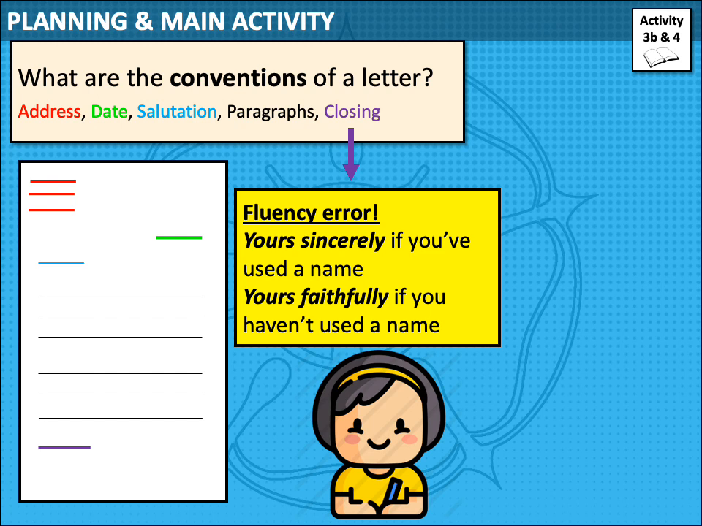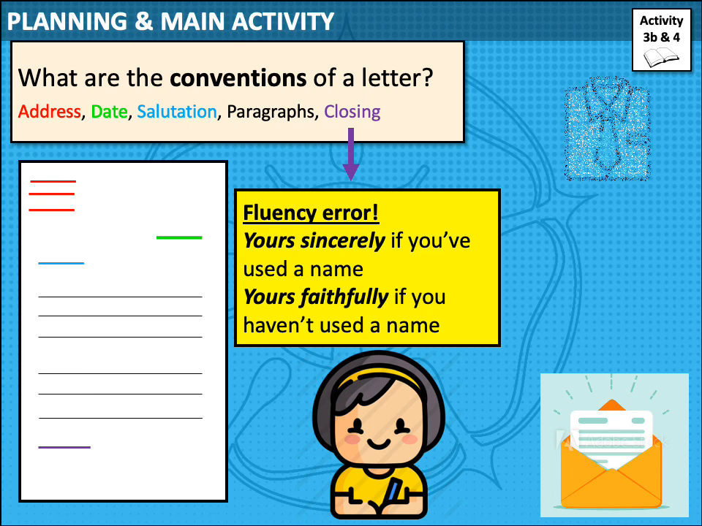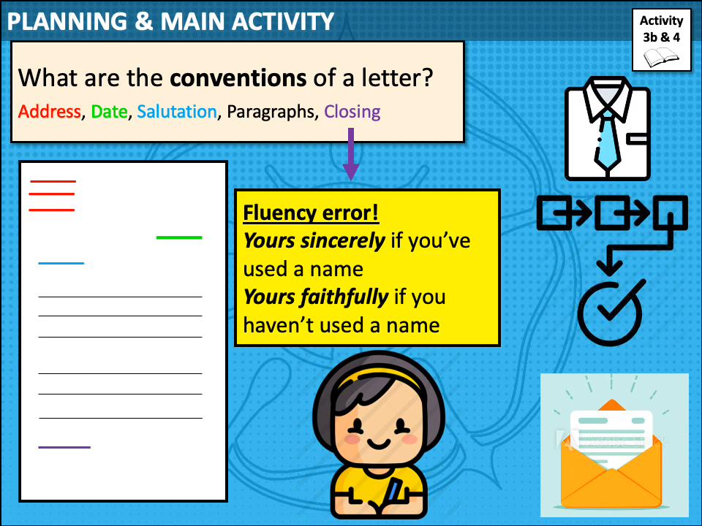Now go ahead and do activity 3B, which is to plan the letter. And then when you're happy with the plan, we'd like you to go ahead and write it in full and submit it to your teacher on Show My Homework. They are very much looking forward to reading your letters. Don't forget, formal writing for an official letter, and all of the conventions of letter writing need to be part of your letter.